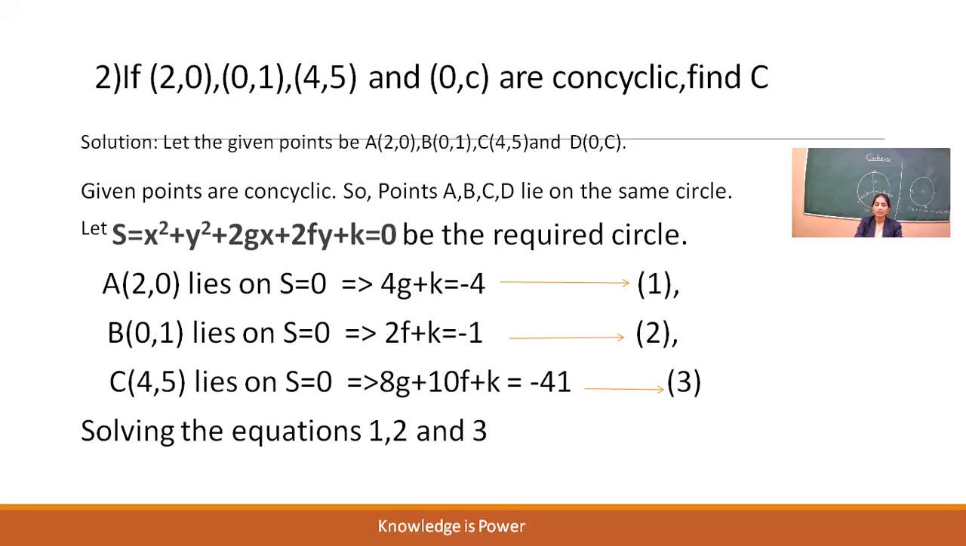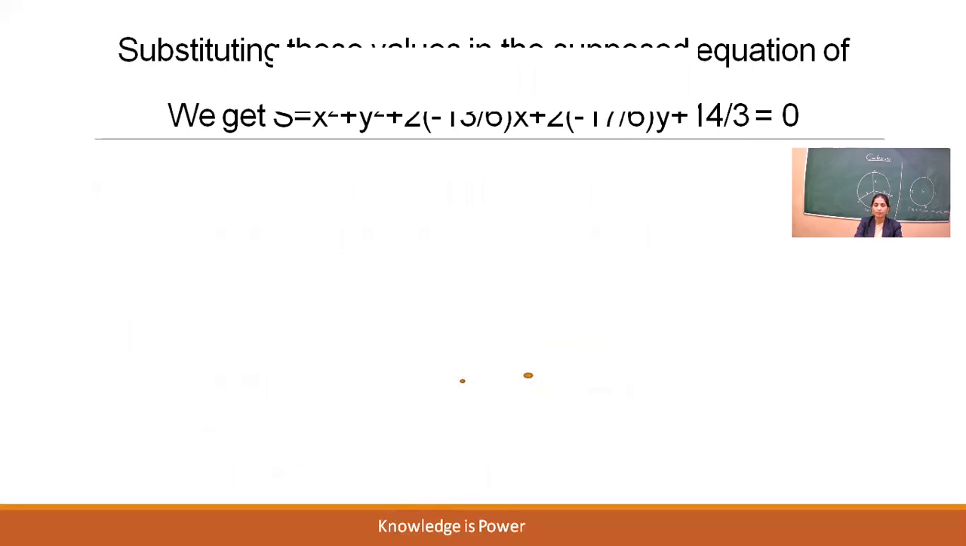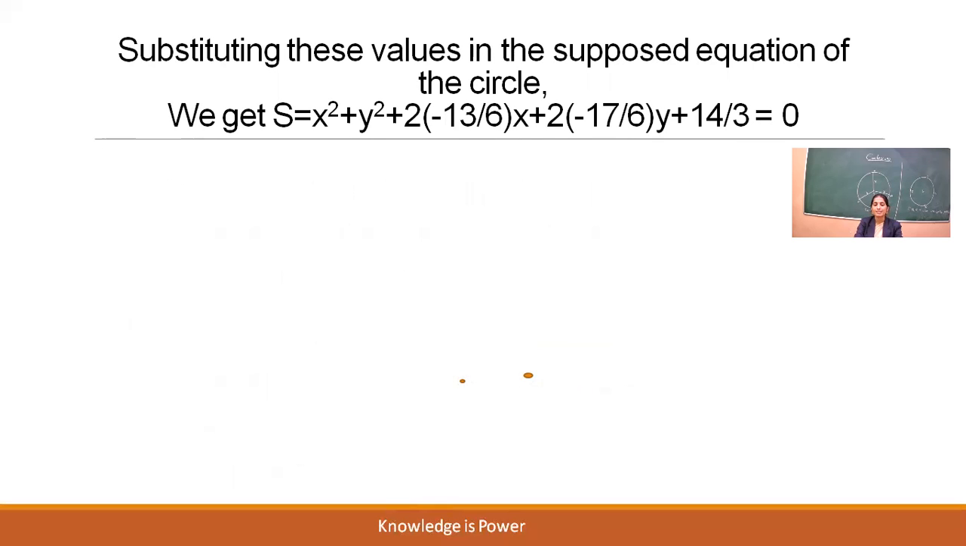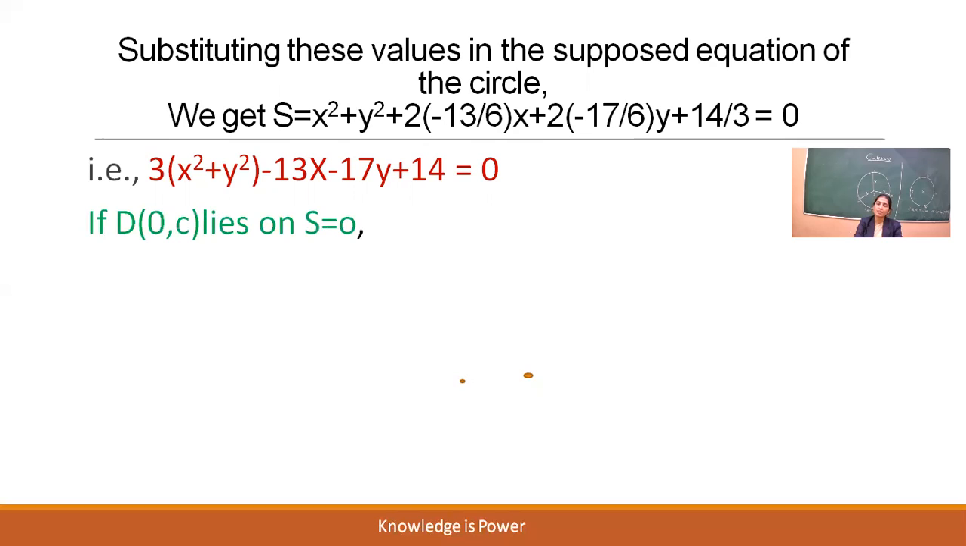Now let us solve equations 1, 2, 3 for gaining the values of g, f and k. Substitute these g, f, k values in the supposed equation of the circle. We'll get the required circle S equal to x square plus y square plus 2 into minus 13 by 6 into x plus 2 into minus 17 by 6 into y plus 14 by 3 equal to 0. That is, on simplification, 3 times (x square plus y square) minus 13x minus 17y plus 14 equal to 0 is the required equation of the circle. This is the required equation of the circle using 3 points.